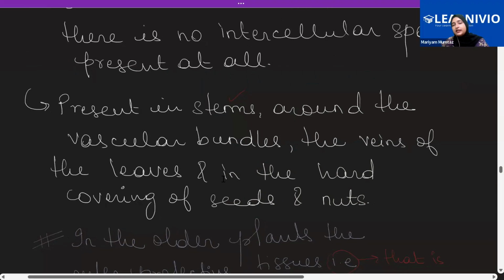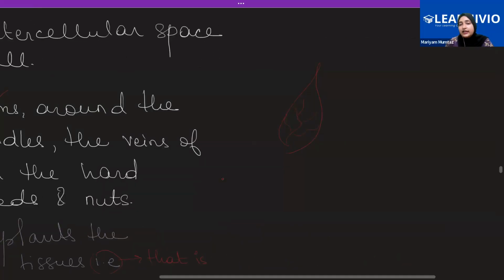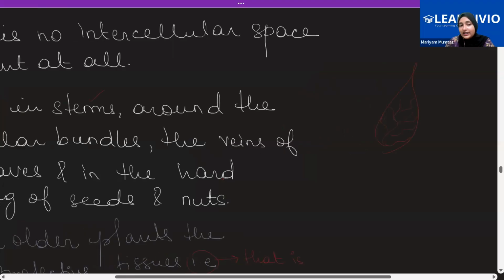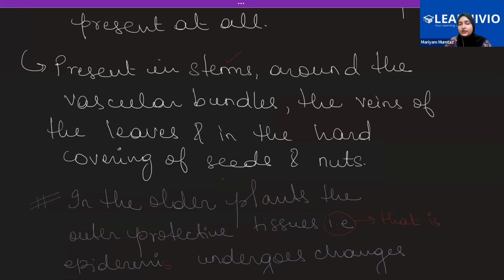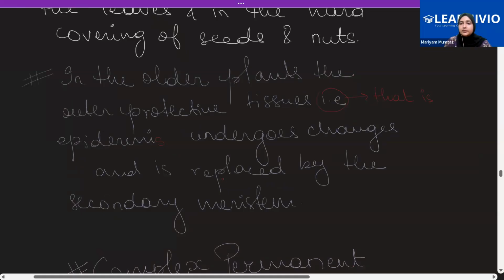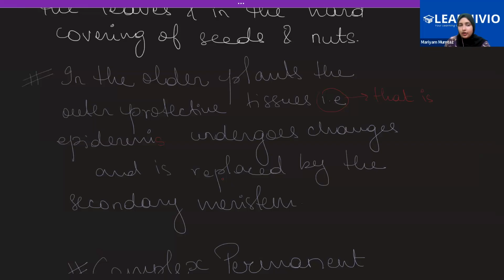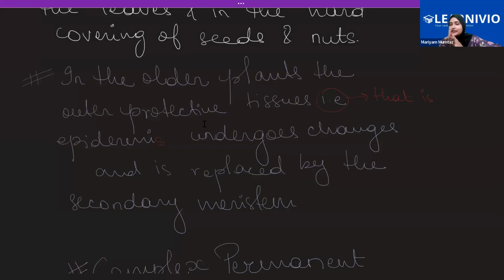Then where is it present? It is present in the stem, around the vascular bundle. And you know that the leaves have veins, so it is present in the veins of the leaves. And it is present in the hard covering of the seeds and nuts. So these are the locations in which you can find the sclerenchyma. Now, remember that in the case of very old plants, the outer protective tissue, the epidermis, undergoes changes every now and then, and it gets replaced by secondary meristem, which will provide it a very thick and durable structure. Any doubts up until now, students?